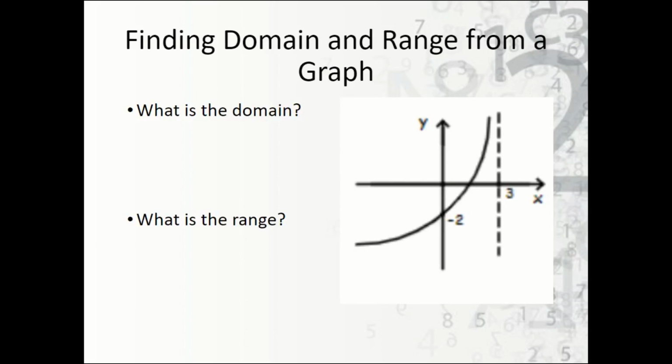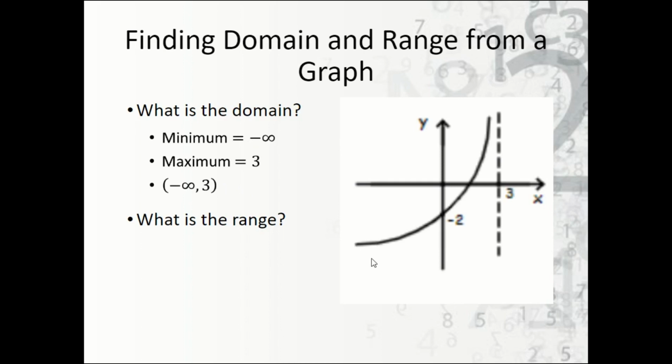Now what if we're given a graph and asked to find the domain and range? So domain is the x values and range is the y values. Well, we can see here that this graph continues on forever this way, so it goes from -infinity, and notice it gets really close to 3, but it never actually touches it, so its boundary is 3. So we would say then that it has a minimum of -infinity, a maximum of 3, and it's not included, so we would have parentheses -infinity to 3.